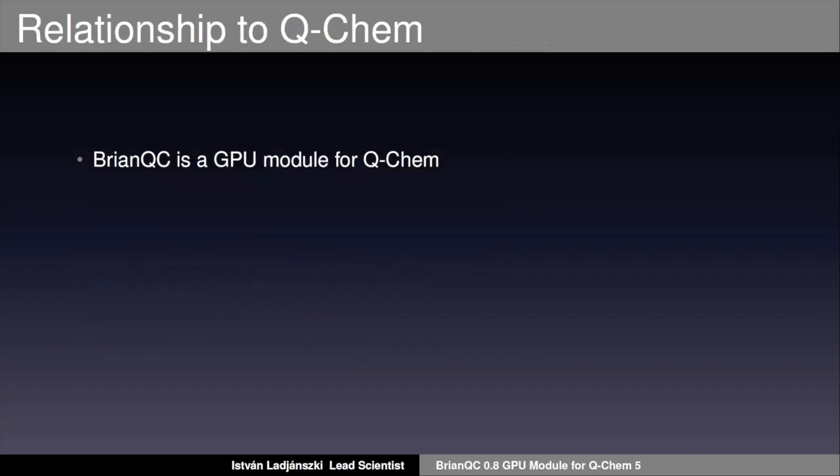So, what is the relationship of BrianQC to QChem? What is the vision here? First and foremost, as I said earlier, BrianQC is a GPU module for QChem. So you can think of it as a backend for QChem, and we target those parts of the quantum chemical calculations which can be utilized by a large variety of code paths to accelerate as many algorithms as we can. And second, we try to target those parts of the algorithm which are the most time-consuming steps of those given algorithms to gain the most speedup. So this is BrianQC as a backend of QChem.